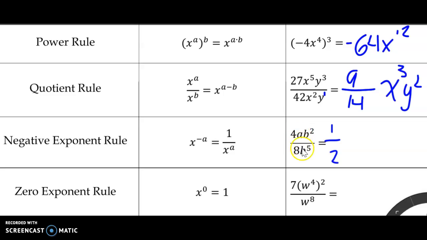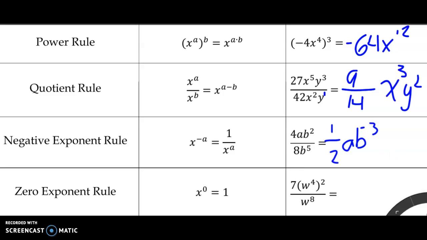Next, we just have a. We don't have an a in our denominator, so a is just going to stay the same. We're not dividing anything out. We're not going to use the quotient rule to subtract anything. It's just still a to the 1st power. Then we have b squared over b to the 5th power. So if we subtract, 2 minus 5 will give us b to the negative 3rd power.